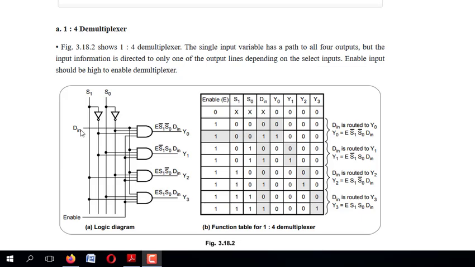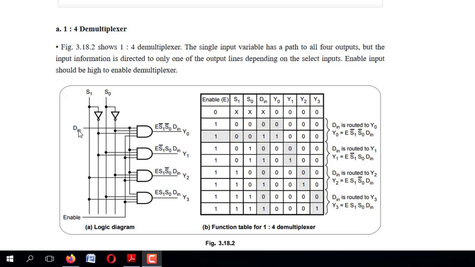See, first, if I need to route out or distribute this D in to Y0, then I have to make the selection lines S1 and S0 be 0 0. That's why here S0 bar, S1 bar, and again the D in. These three have to be given as input for this AND gate. Then what is the fourth input? This is nothing but enable. We can include enable or we can exclude enable. If enable is on, then the entire circuit is on.